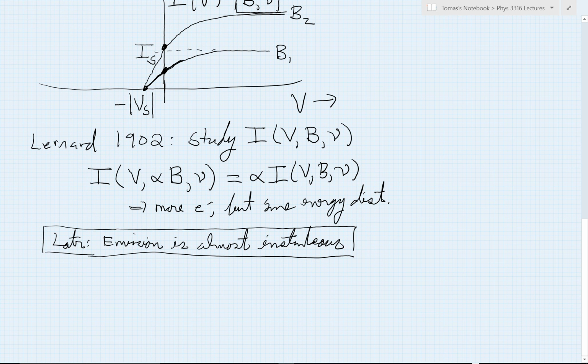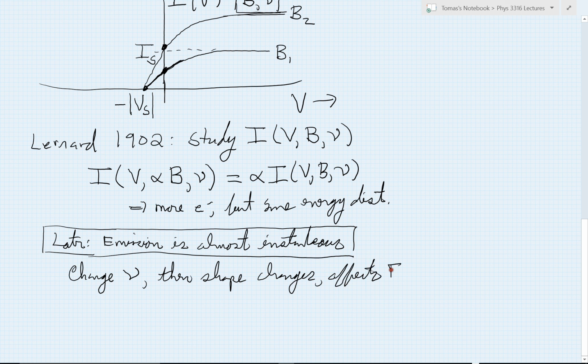Now, the other observation was that if you do change the frequency of the light, nu, then in fact you do change the shape. Then the shape actually does change. And that does affect the energy distribution of the electrons. So somehow the energy the electrons pick up has nothing to do with the energy we're pumping in, but has something to do with the frequency of the light.